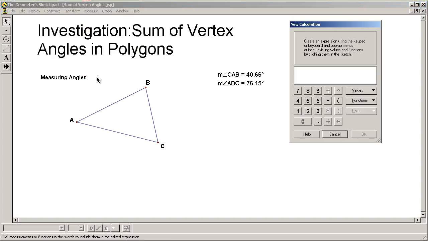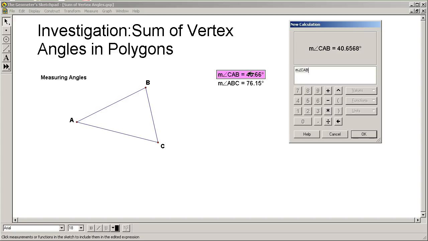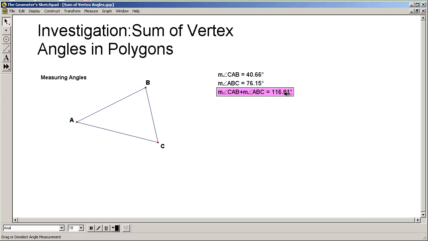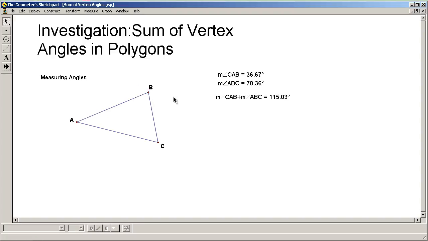So I go to the Calculate menu, I bring up the calculator, and I can actually add them just by clicking on them in the sketch like this. And when I hit OK, there's the sum of my two angles. And when I change my triangle around, I can see that the calculation is automatically updated.